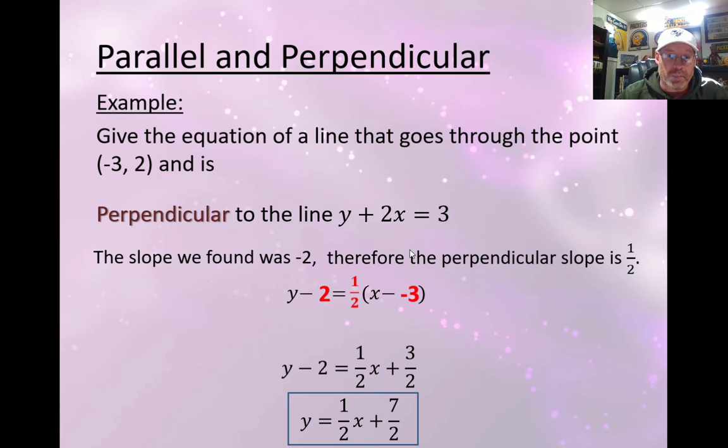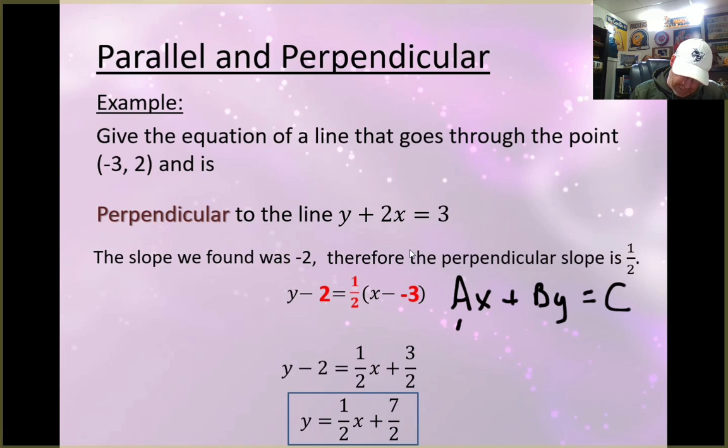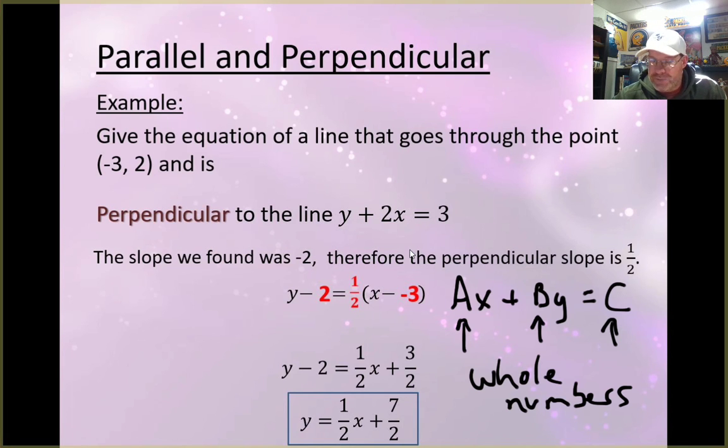I'm going to do this one in standard form as well, because one thing I didn't point out when I explained that equation is that A, B, and C must all be whole numbers. All right, so I can't have fractions, and that's why I'm going over this.